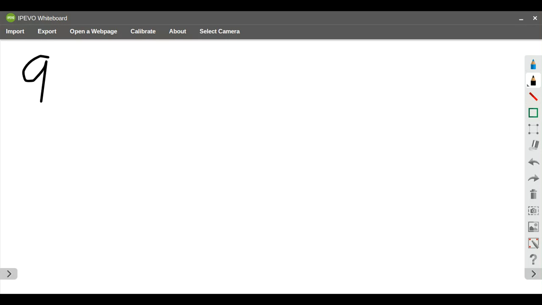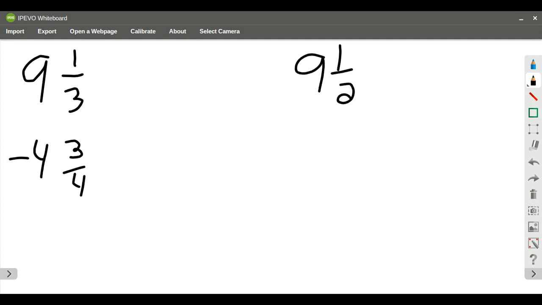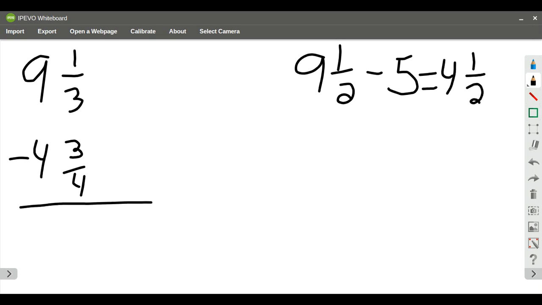The last one we're going to do is 9 1/3 subtract 4 3/4. So 9 1/3 is going to be close to 9.5. 4 3/4 is going to be close to 5. So my answer should be around 4 1/2. Again, I'm doing that estimation before I do anything else.